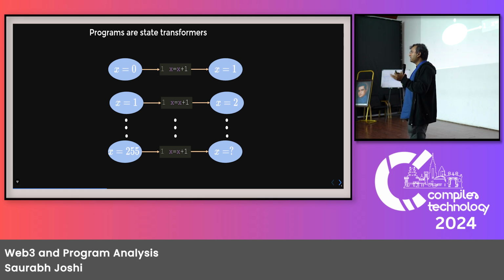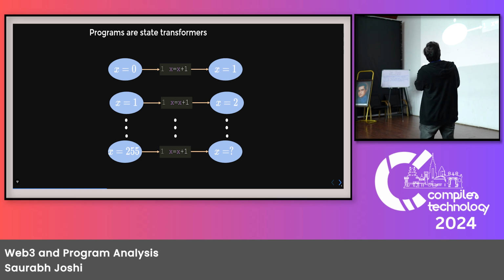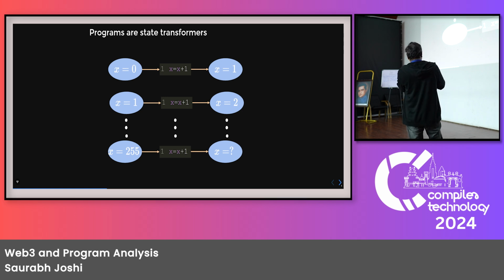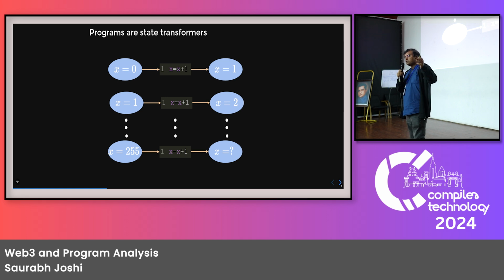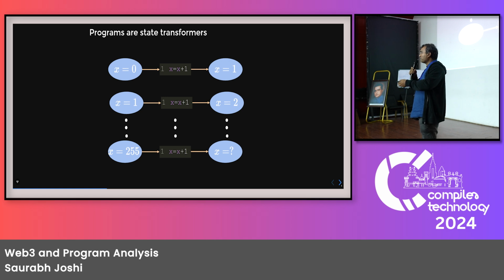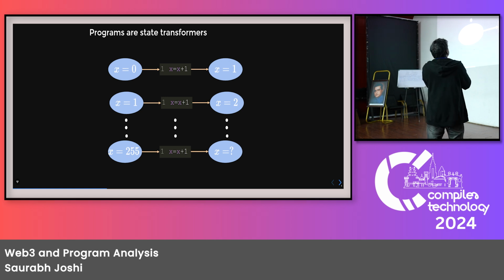What does it tell? It says that if you give me as input, I'm sorry that this color is not visible, but it says x is equal to 0. Here, the equal sign is mathematical equality, whereas here it is the assignment. So your input state is x equal to 0. So if you give an input state where x is mathematically equal to 0, and if you apply this transformer, it becomes x equal to 1. Similarly, x equal to 1 it will transform to x equal to 2.